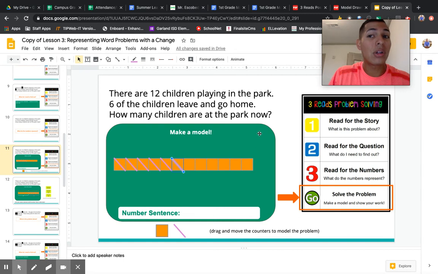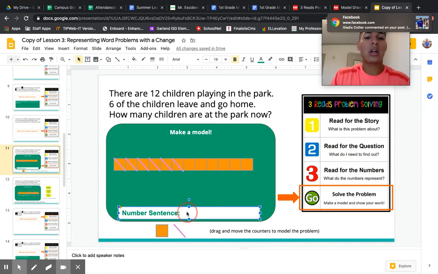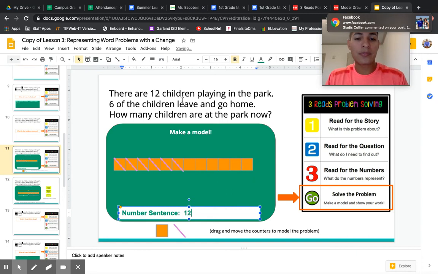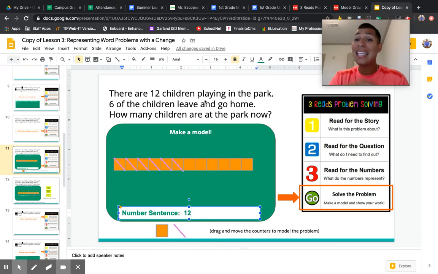How many children are left? If we took 6 of them away, how many do we have left? You know what? This might help. Let's go ahead and make our number sentence. So we have 12 children, right? We said 6 of the children leave and go home. They're not coming. We're not adding anymore. They're leaving. We're taking them away. That means subtracting, right?